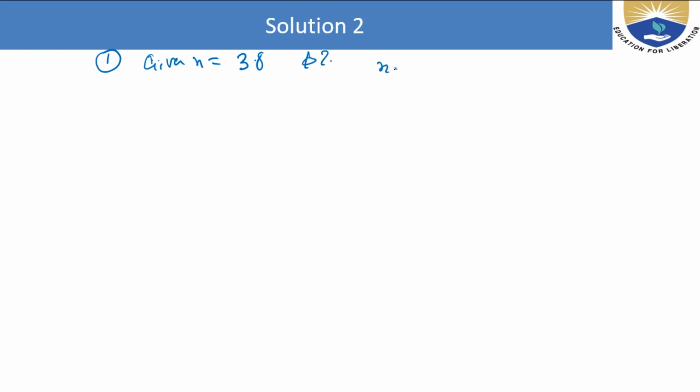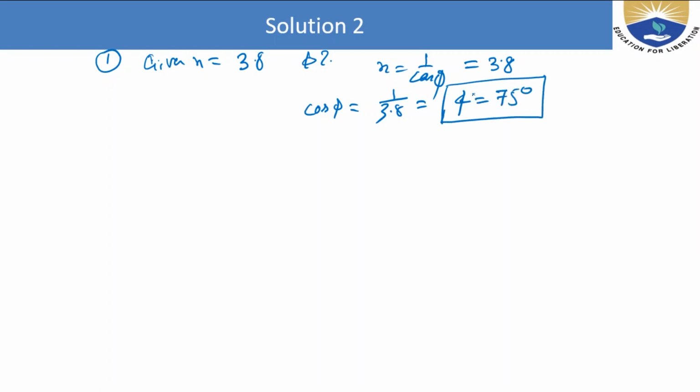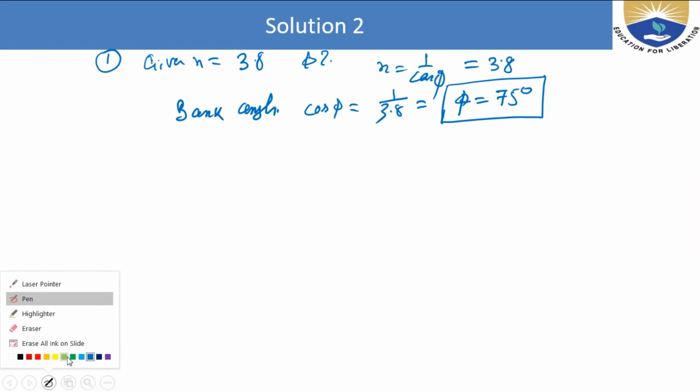So we know that n is equal to 1 by cos phi. This is 3.8. So cos phi is equal to 1 by 3.8. So phi is equal to 75 degrees. So this is the bank angle. Bank angle we got is 75 degrees. Now we have to go for another problem.